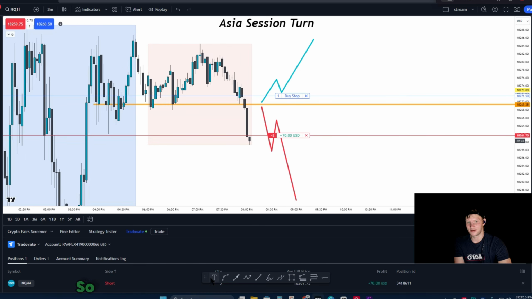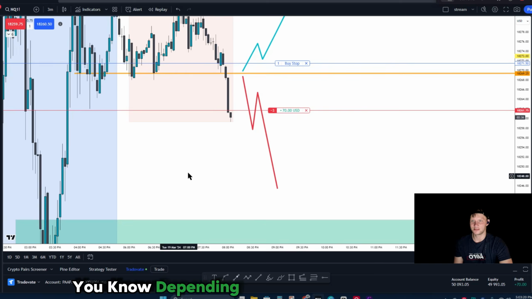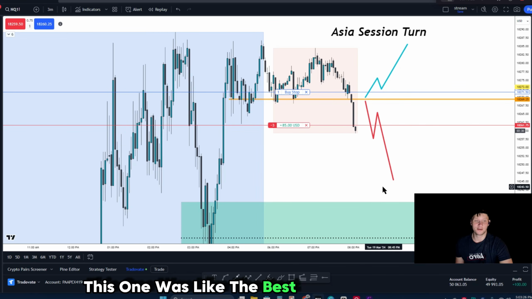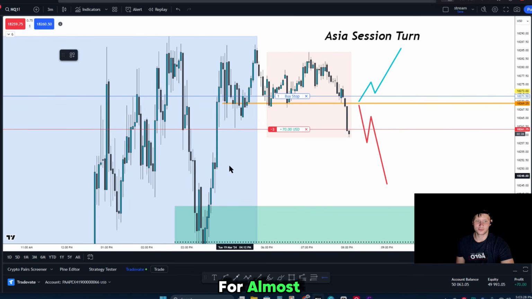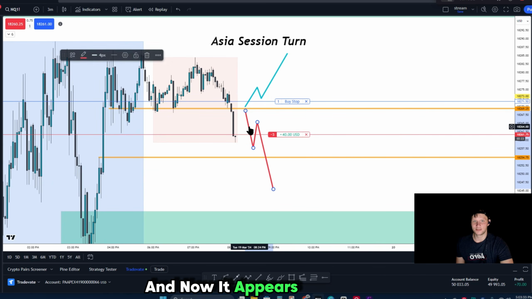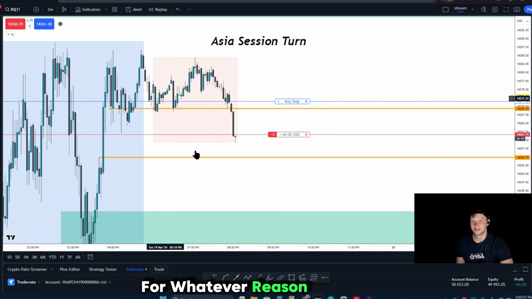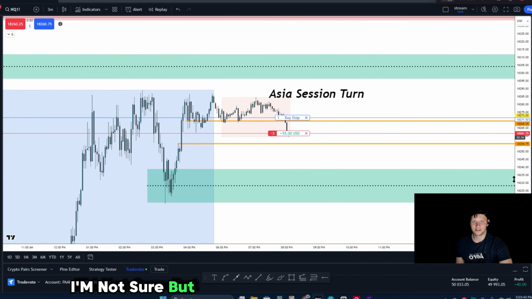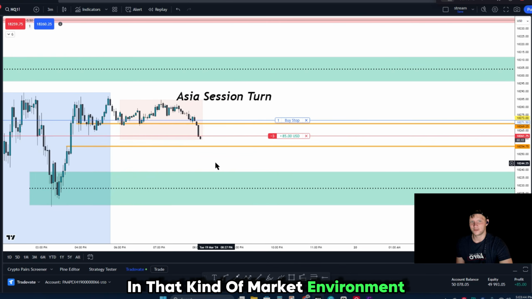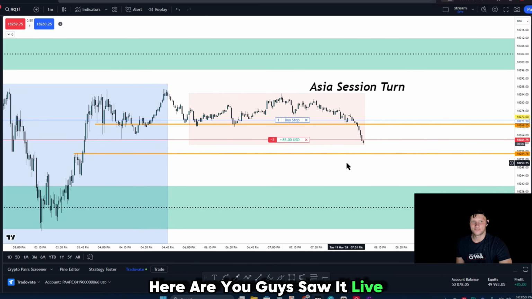Maybe it's coming back. So all setups come and go with the market, depending on how the market's acting. This one was like the best setup in the world for almost 6-7 months. And then it kind of went away for a little bit, and now it appears to be back. It's more prevalent in a down market environment for whatever reason. I'm not sure, but it definitely is more prevalent in that kind of market environment. It is ripping like a mofo here. There, you guys saw it live.